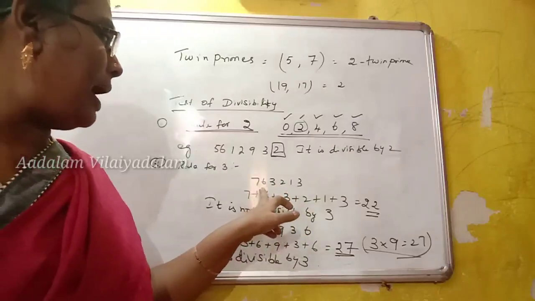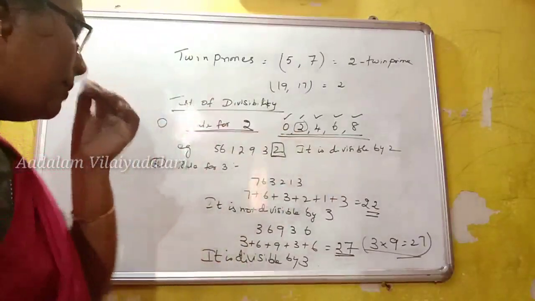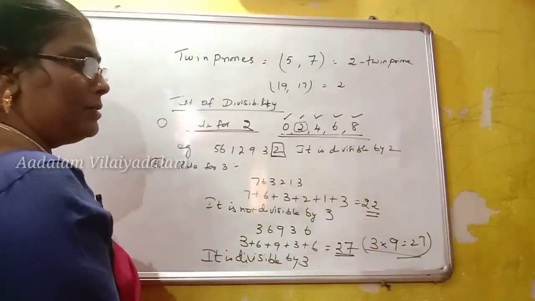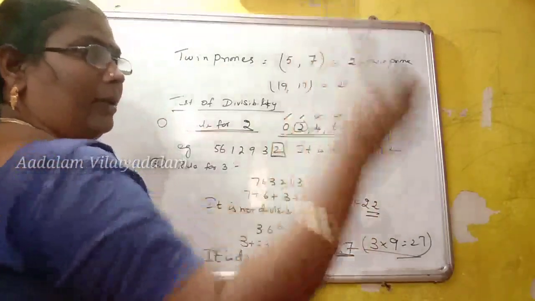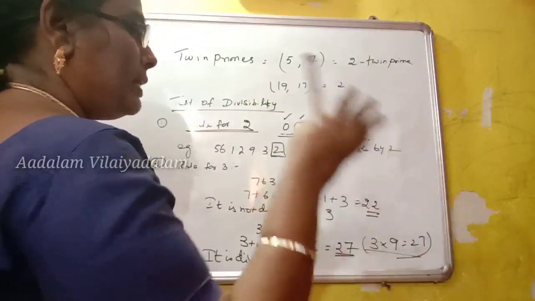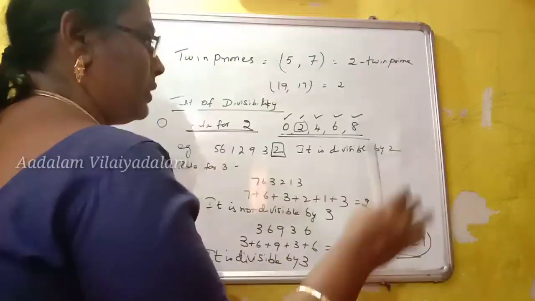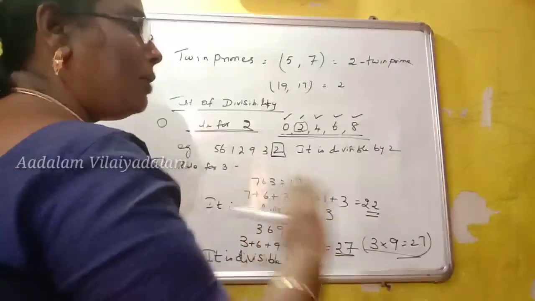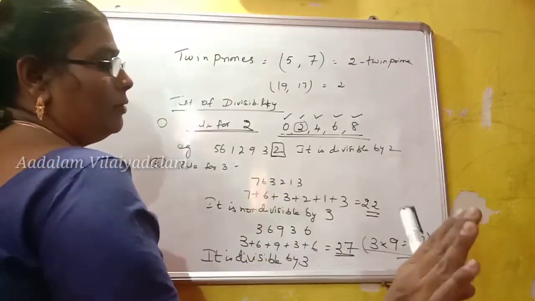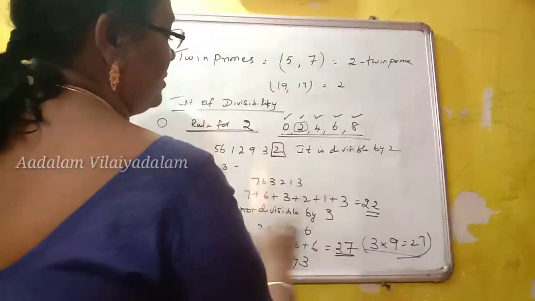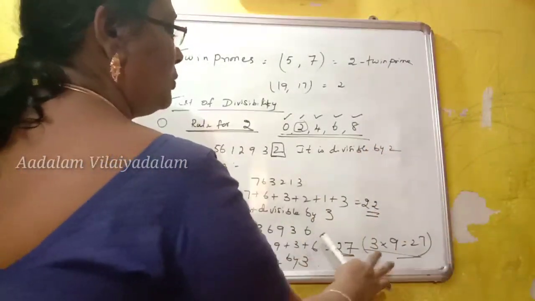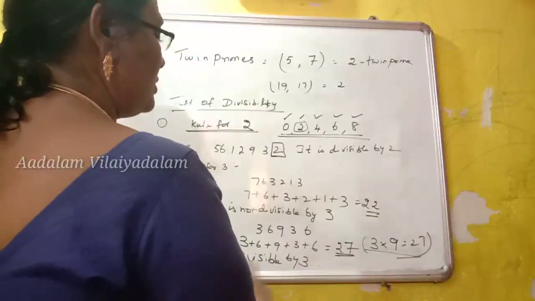You have to add the sum of the digits. The sum of the digits will give you one answer. That answer should be in the 3rd table. If it is in the 3rd table, it is divisible. If it is not in the 3rd table, it is not divisible. Because 22 is not in the 3rd table, it is not divisible by 3, and 27 is in the 3rd table, so it is divisible by 3.